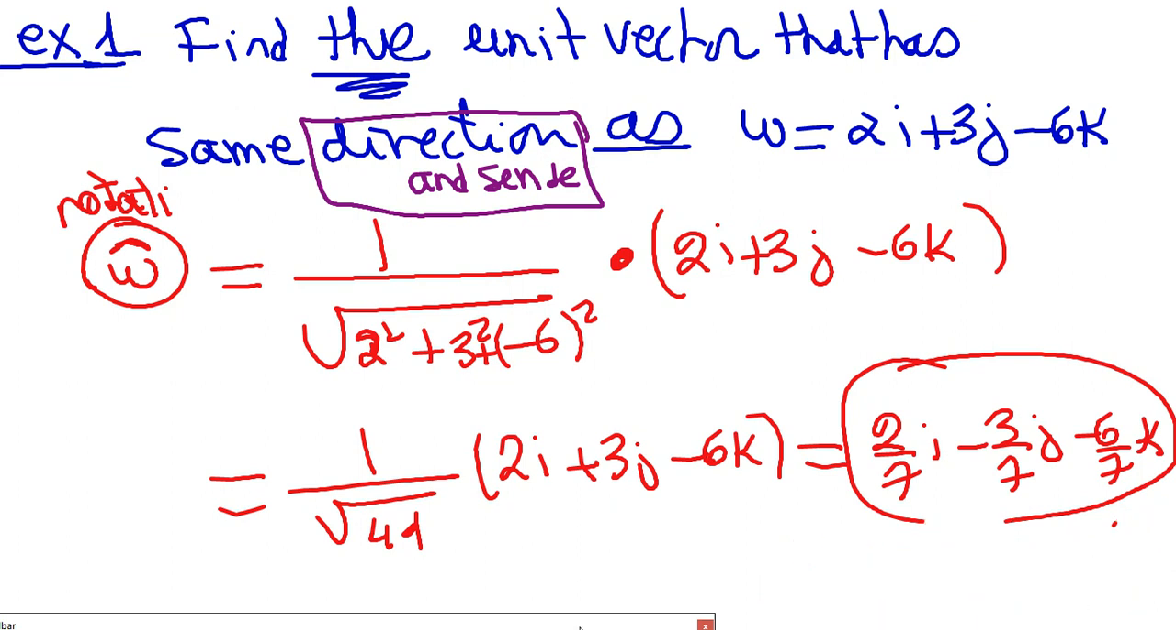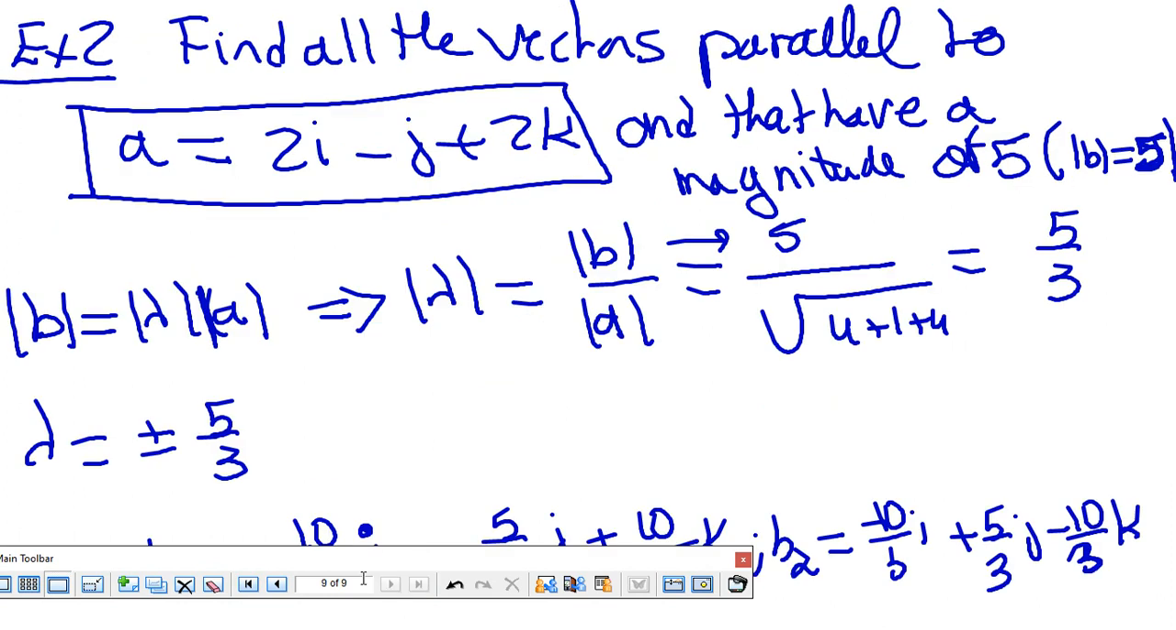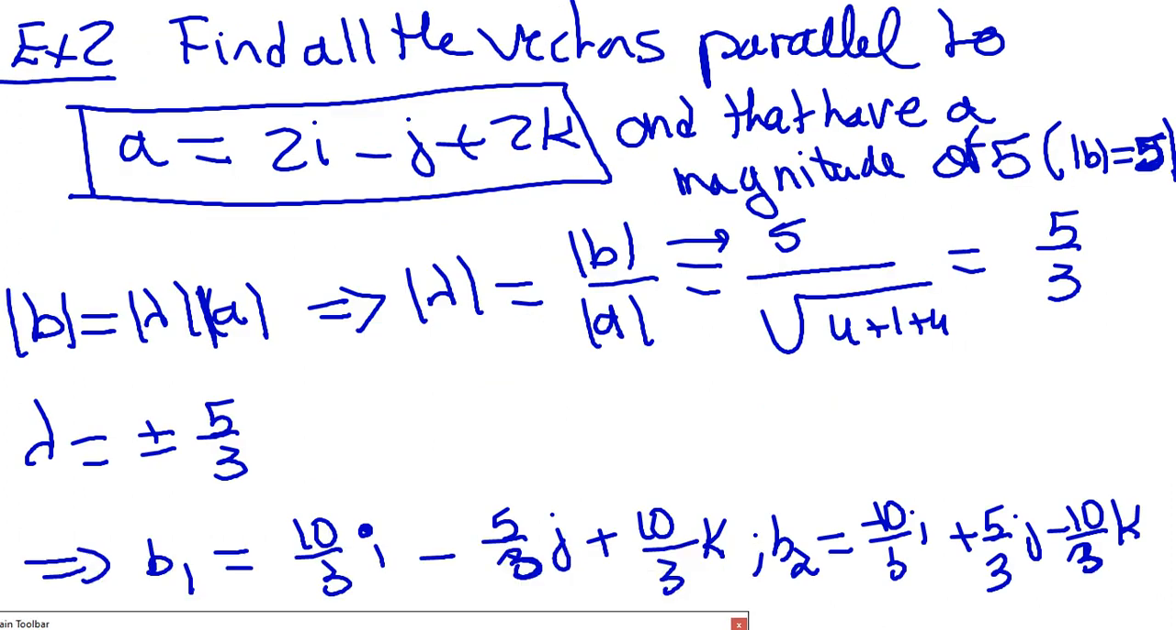Now for the last example in this lesson. Here I said, find all the vectors parallel to a = i - j + 2k. When I say parallel, it means I have the same direction, and that have a magnitude of 5. So here I want the vector parallel to a having a magnitude of 5. I will name the new vector b, so its magnitude should be 5.